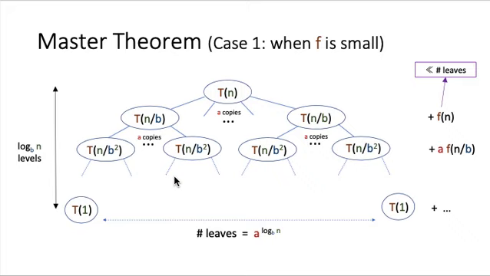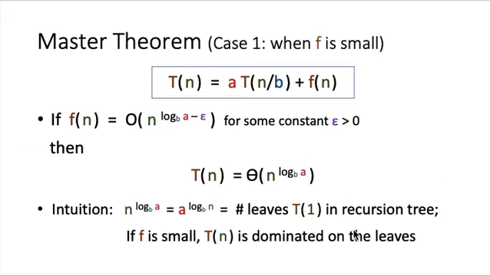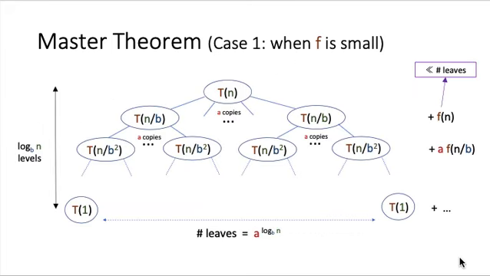So for case 1, we are saying that there are so many leaves here, and this f of n is so small that even if we add up all the things here, it is still not comparable to what we are going to add for the leaves. So in that case, for this case 1, T of n is equal to theta of the number of leaves. So this is the master theorem, the basic form, and this is the first case. This case handles the case where f is small.